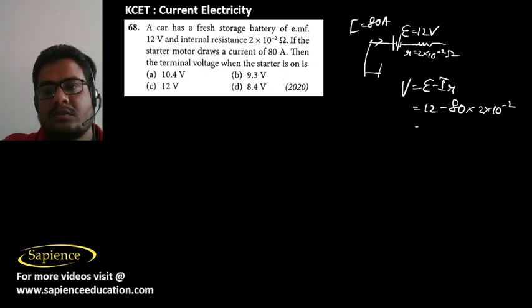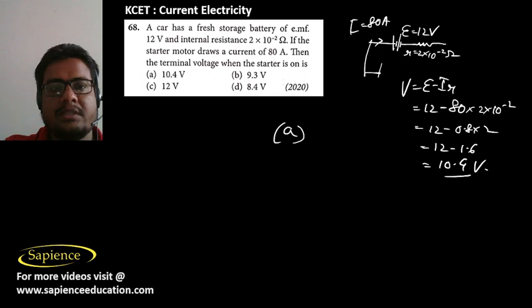This is 2 by 100. So 12 minus 0.8 into 2. 2 8 is 16, so 12 minus 1.6, that is 10.4. Option A is the correct answer.